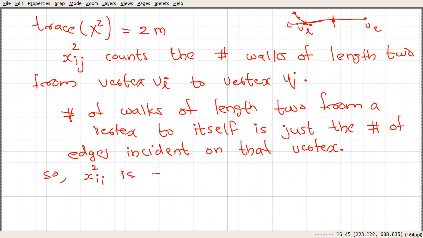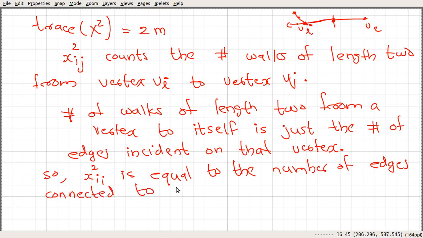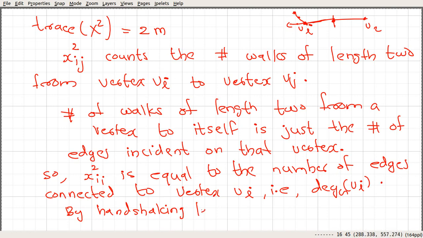So xii squared is equal to the number of edges connected to vertex vi, and that is nothing but the degree of vi in our graph G. And we know that by the handshaking lemma, the first theorem in graph theory, the sum of the degrees of all the vertices in the graph is equal to 2 times the number of edges, which is nothing but 2a.